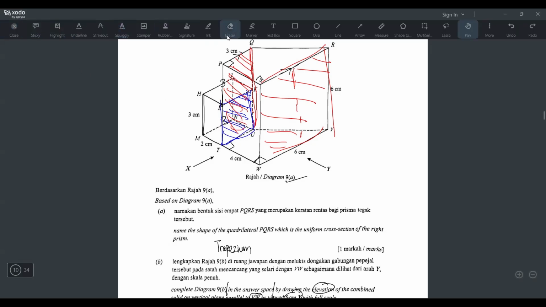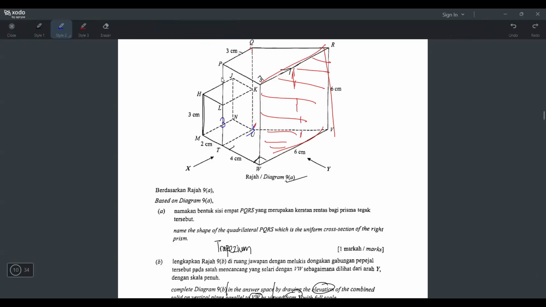Okay, let's think about this. Let's erase all this. So we all know just now the panjang here is 3, right? The height here is 3, the height here also 3. So this is 3, but then what is this? The whole thing here is 6, and this one is 3, so this is 3, it means this is also 3. So this is also a square, 3 cm by 3 cm.